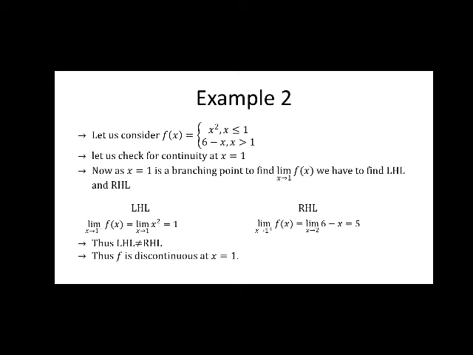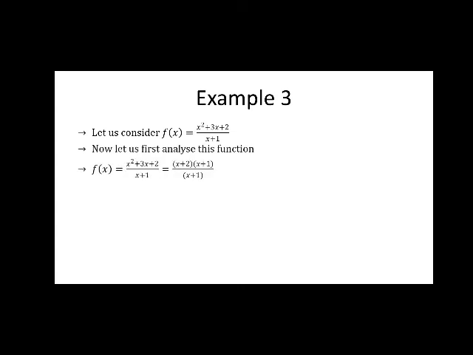Next, example number 3. Let us take the function f(x) equals x square plus 3x plus 2 by x plus 1. Before we go into finding its discontinuity, let us understand how the function looks. I can write f(x) equals x square plus 3x plus 2 by x plus 1 as (x plus 2) into (x plus 1) by (x plus 1). Do your calculation, do the factorization. This is how the function looks.